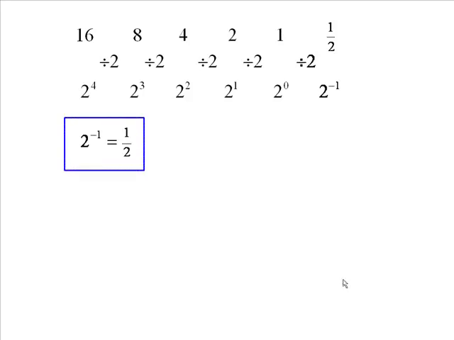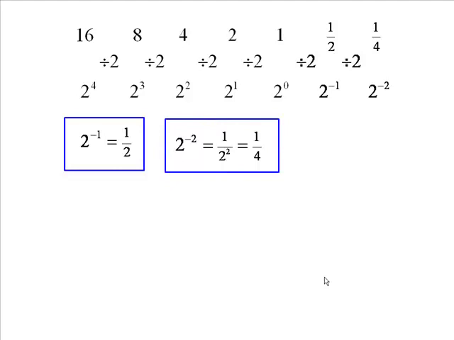Let's emphasize that one. Let's do it again. Divided by another 2, we get a quarter and 2 to the minus 2. And that's another correct expression. 2 to the minus 2 is 1 over 2 squared, which is a quarter. And continuing, we would get that result, and so on.